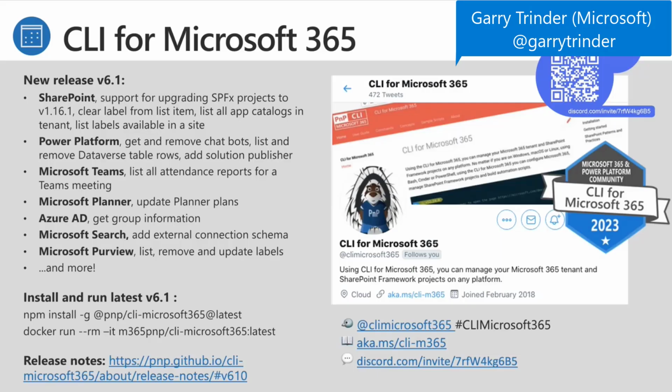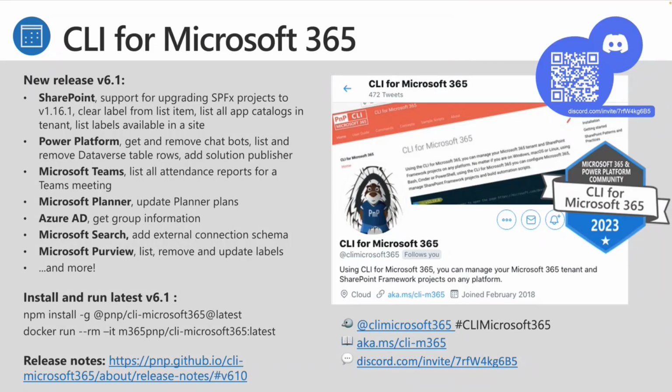Thank you. Okay, moving on to CLI for Microsoft 365 updates. We have a new release, version 6.1. We have tons of new commands across SharePoint, Power Platform, Microsoft Teams, Planner, Azure AD, Microsoft Search, and Purview. So if you want to get the latest version, you can get that from npm. Just use the @latest tag, or if you're using Docker, again, use the latest tag to get this latest version. Check out the release notes because there's tons of changes in there as well, which I just couldn't fit on the slides.